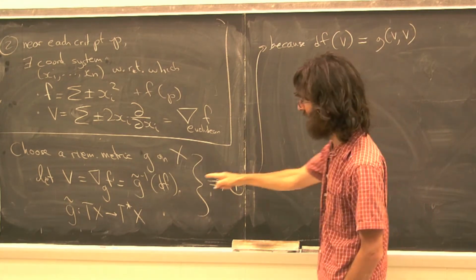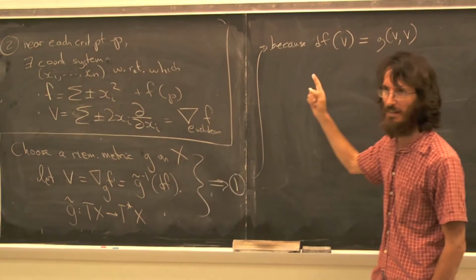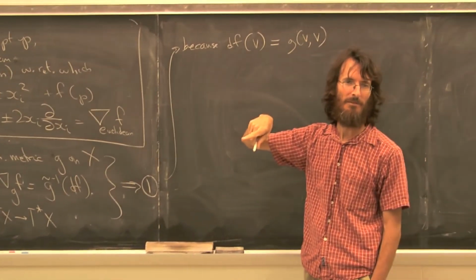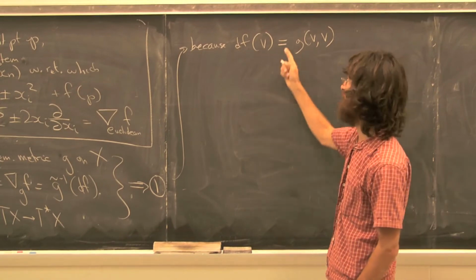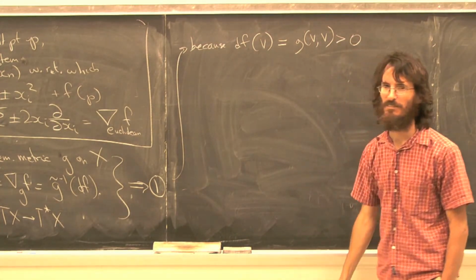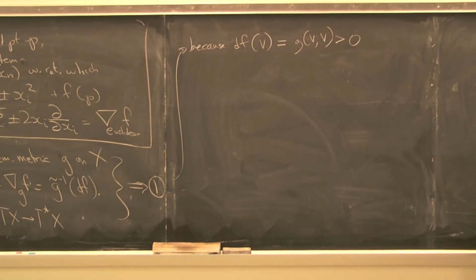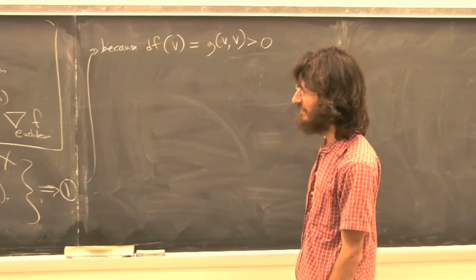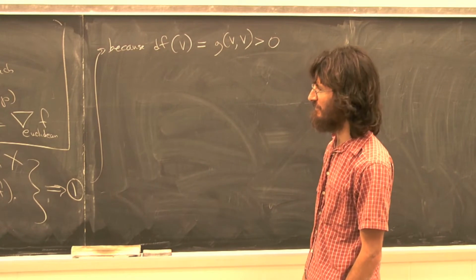Since df is non-zero, v, going back by a linear map, is non-zero, and this is an inner product, so that's positive. Okay, so that's where that follows from. And when df equals 0, v has got to be 0.